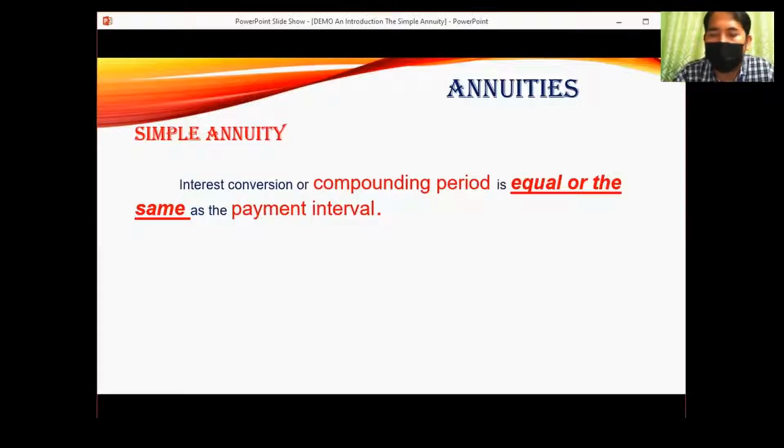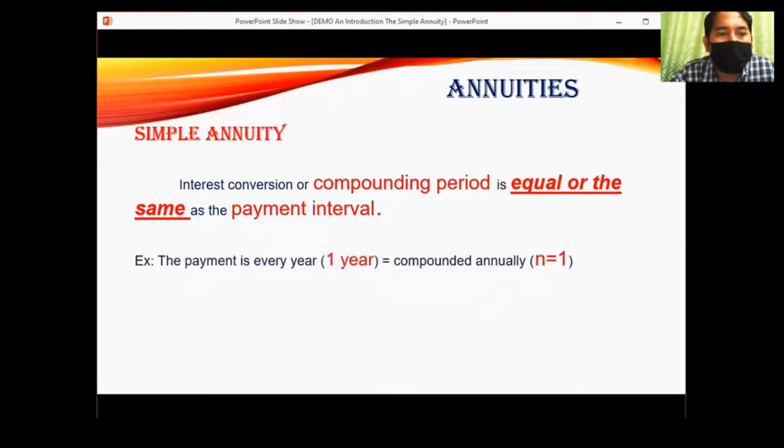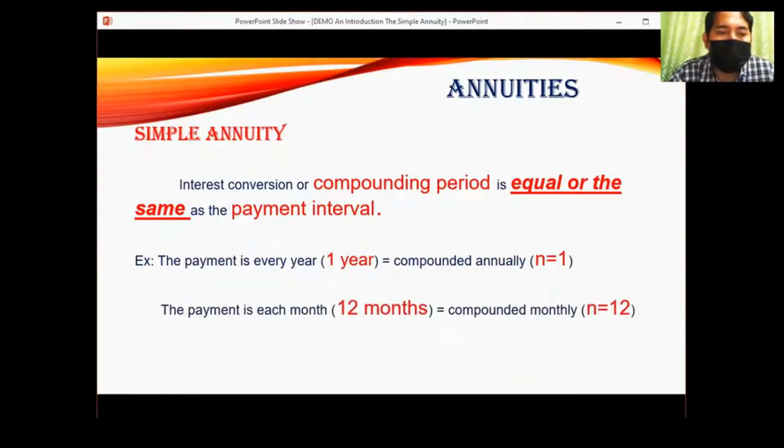Ano ang ibig sabihin nito? Halimbawa, ang payment interval is every 1 year. Magbabayad ka palagi kada 1 taon. Now, ano naman ang application ng interest? Pagka sinabing application ng interest, that pertains to compounding period. So, compounded annually. Meaning to say, ano ang value ng compounded annually? That is 1. Meaning to say, isang beses mag-a-apply ang interest sa 1 taon. So they are equal. Okay, another example. Sabi nito, kailan ka magbabayad?